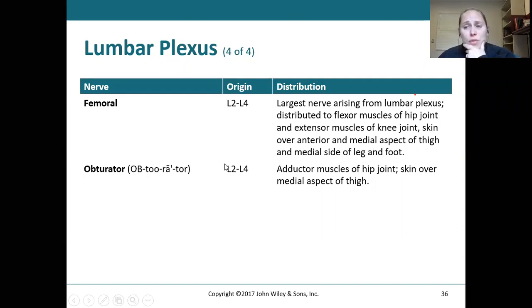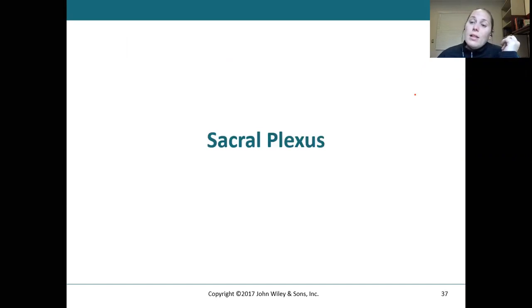Femoral, the femoral nerve, again, very important. It's the largest nerve arising from the lumbar plexus, and it's important for the flexor muscles of the hip joint and knee joint. So this is a fairly large nerve bundle that you see there. And lastly, you can see the obturator, which innervates the adductor muscles of the hip joint and skin over the medial aspects of the thigh. So you can see both some of the muscles as well as some of the skin regions that are getting innervated from these regions.